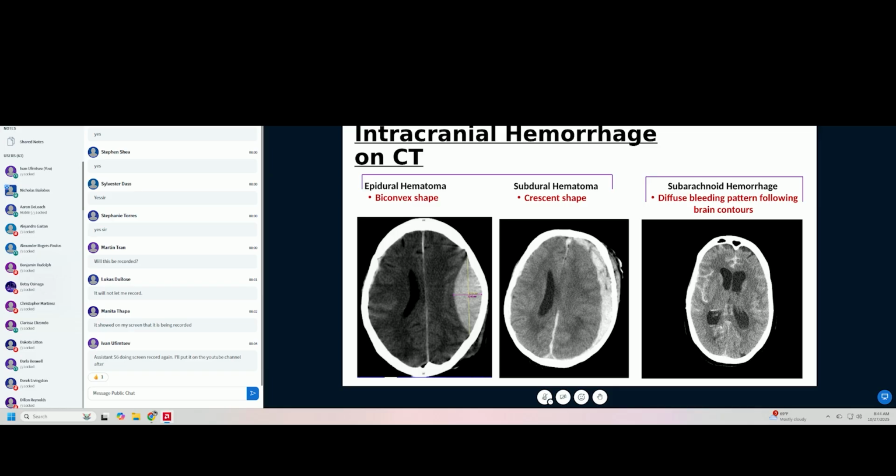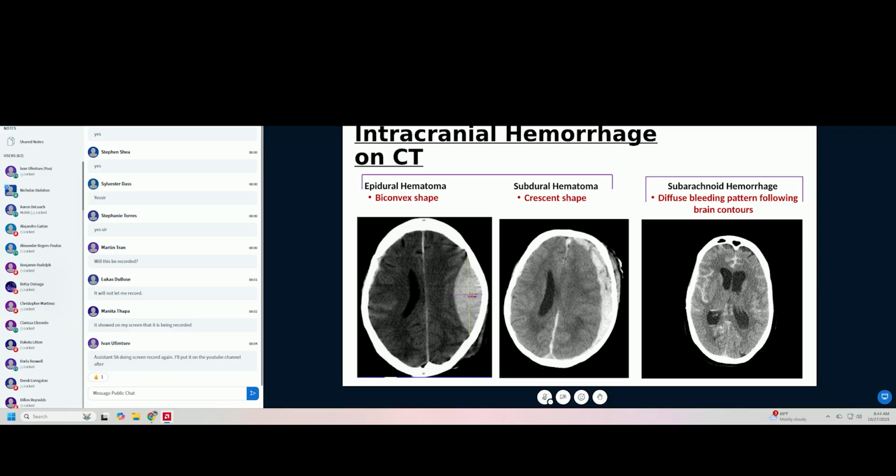And here's kind of putting them all together, what they can look like. So the epidural hematoma, that's that biconvex shape, so it looks like a lens. The subdural is going to be that crescent shape because it's passing those suture lines. And then the subarachnoid, this is more diffuse bleeding following those contours of the brain because it's happening in the subarachnoid space, and so there's nothing kind of holding that back. So it's going to kind of look like it's bleeding everywhere in the brain.